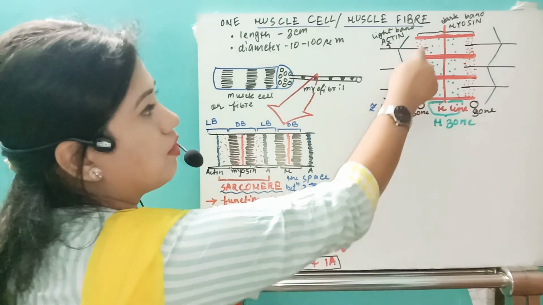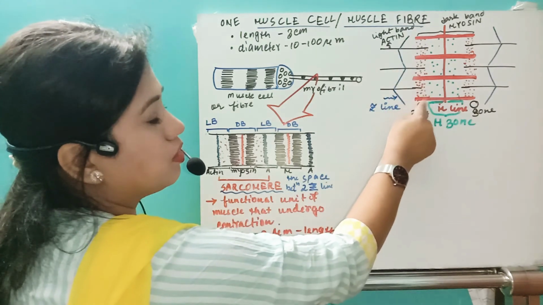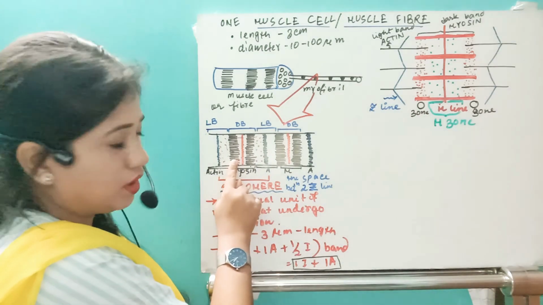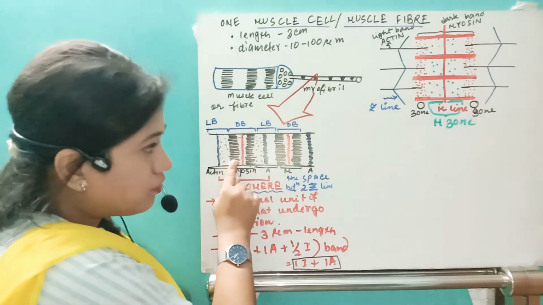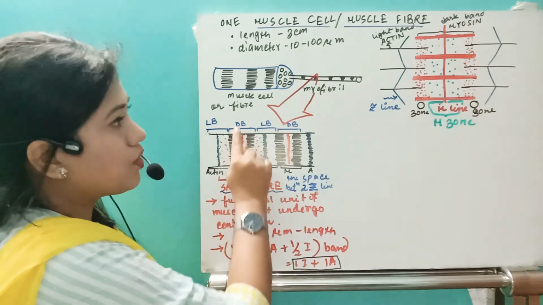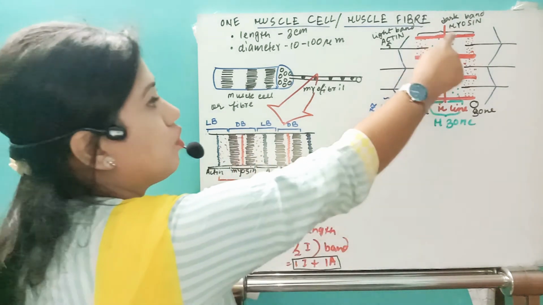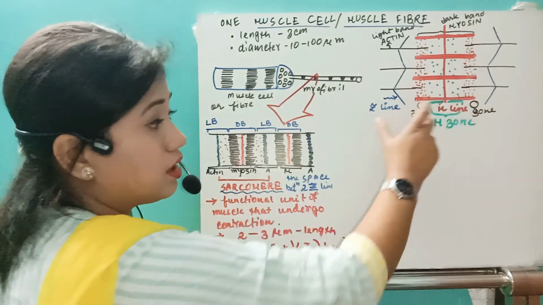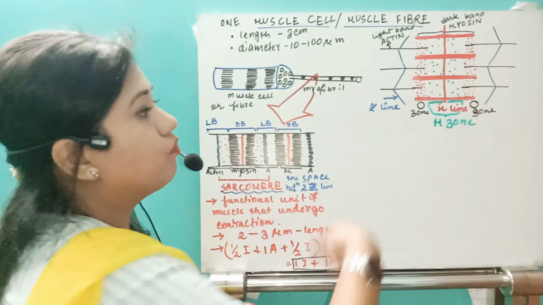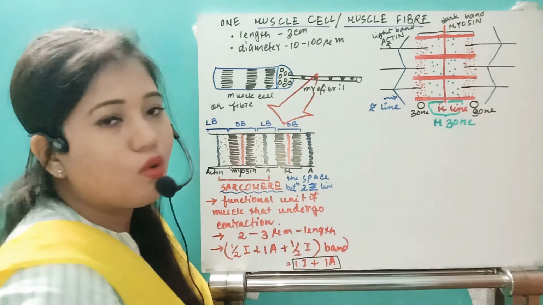Actin and myosin are found together overlapping each other, right? So this region, in the dark band, is known as the O zone. Wherever only myosin is there, this green dotted space, will be known as the H zone. And once again we will find another O zone.